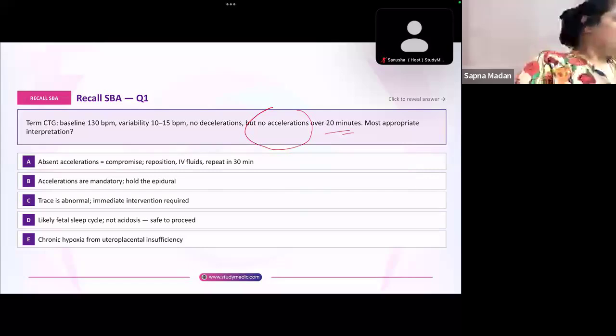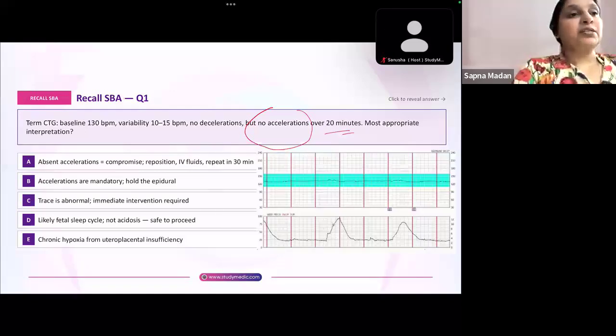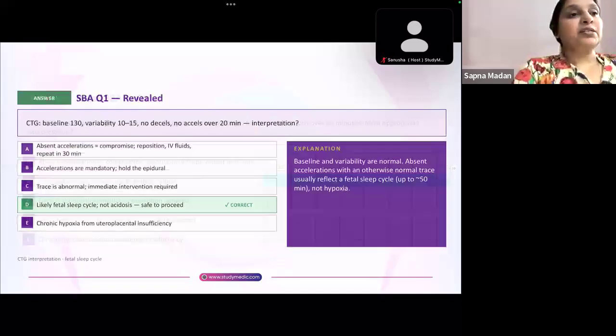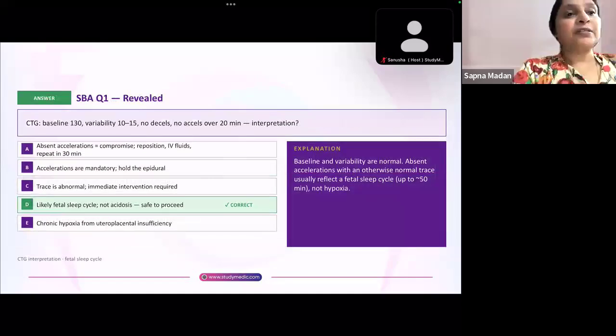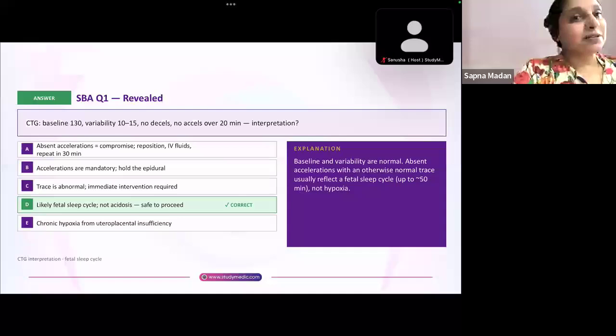You can give the answers in the chat box if you want, and I'll move to the answer right away. So this is a likely fetal sleep cycle, and this is not acidosis. It is safe to proceed because the baseline and variability are normal. There are absent accelerations, but otherwise all features are normal. So this is considered a normal fetal sleep cycle.